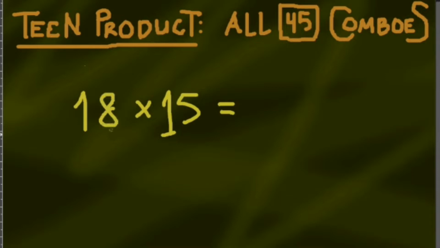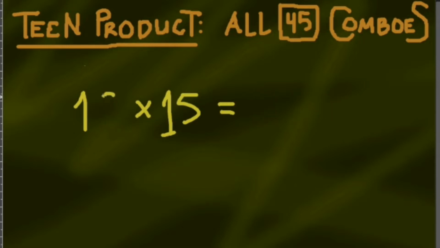Next, 18 times 15. This becomes 40 at the end, carry over 4. 18 plus 5 is 23. 23 plus 4 is 27. So 270.